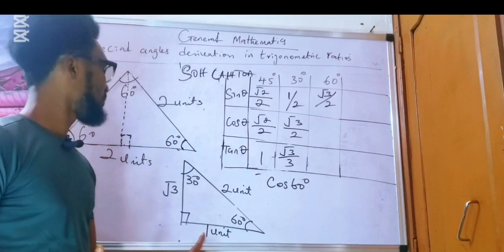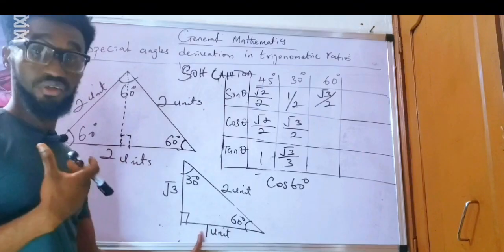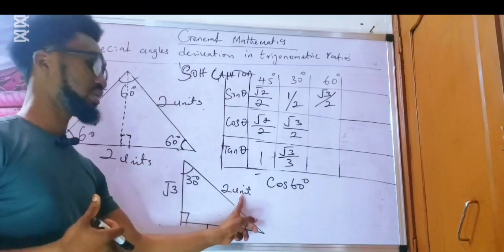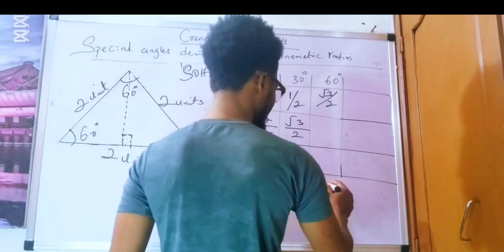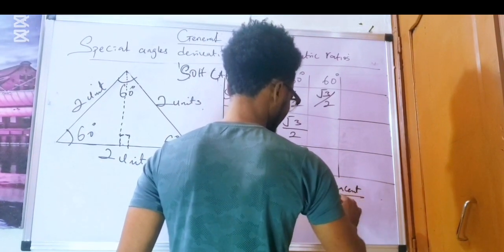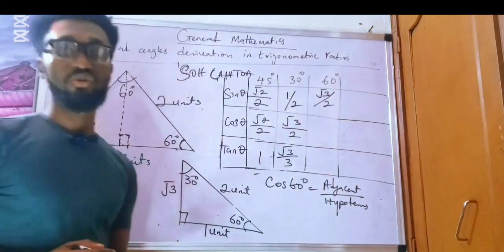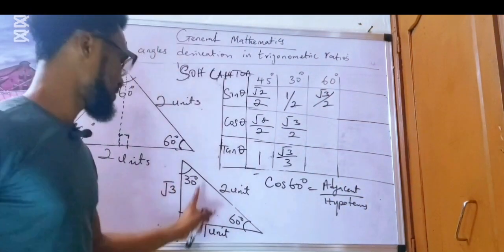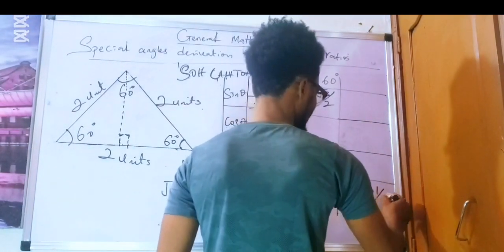Our adjacent here is 1 unit. And our hypotenuse here is 2, right? So cos from our function is adjacent over hypotenuse, where our adjacent is 1 and our hypotenuse is 2. That means cos 60 degrees is equal to 1 over 2.